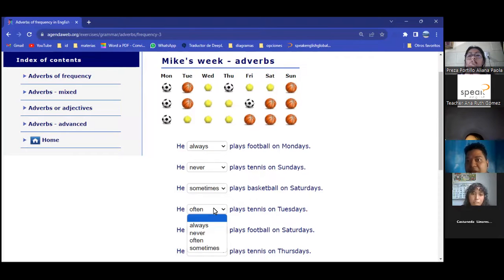Okay. I think the question, he plays tennis on Tuesday, for me is sometimes. Okay. Tennis is little usually. Okay, and what do you think, Stephanie? I think two sometimes. Okay, and what about you, Daniela? On Tuesdays, play tennis. And you have always, never, often, because if it were never, there would be no tennis ball. But you have only one tennis ball. Only one. Yes. Often. Oh, for you, often. Okay.